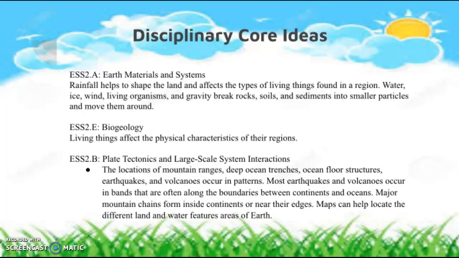Disciplinary core ideas, 4th grade. ESS2A, Earth Materials and Systems. Rainfall helps to shape the land and affects the types of living things found in a region. Water, ice, wind, living organisms, and gravity break rocks and soils and sediments into smaller particles and move them around.